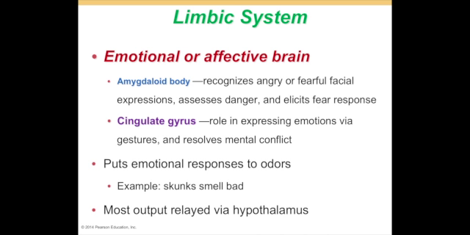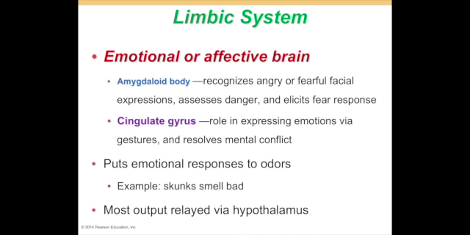The cingulate gyrus's role is in expressing our emotions via our gestures and to resolve our mental conflict. So if we're happy, we might gesture with our arms extended out and a smile on our face. If we're determined not to respond to someone, we might cross our arms over our chest.